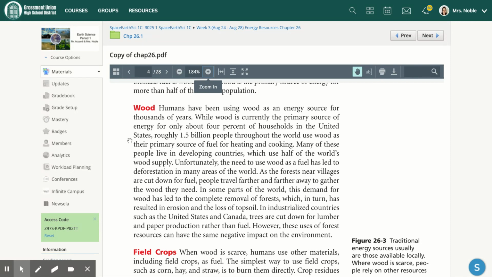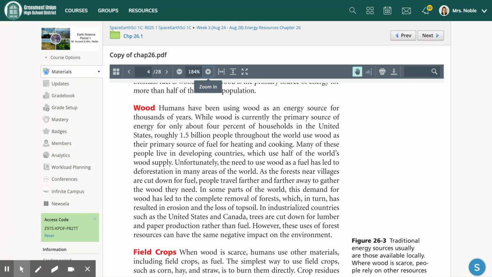Roughly 1.5 billion people throughout the world use wood as their primary source of fuel for heating and cooking. Many of these people live in developing countries, which use half of the world's wood supply. Unfortunately, the need to use wood as a fuel has led to deforestation in many areas of the world. As the forests near villages are cut down for fuel, people travel further and further away to gather the wood they need. In some parts of the world, this demand for wood has led to the complete removal of forests, which in turn has resulted in erosion and loss of topsoil.